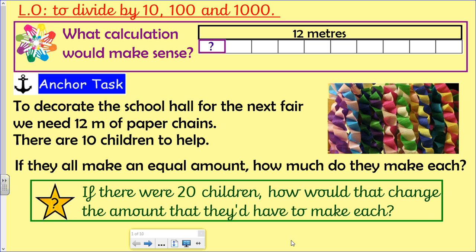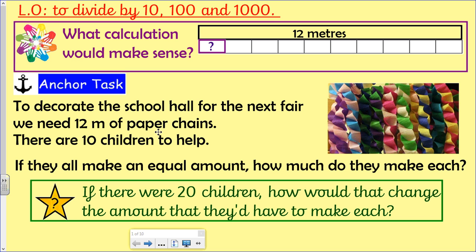So we are in week 2 of our lockdown. On Friday we did multiplying by 10, 100 and 1,000. As you can see, today we are doing dividing by 10, 100 and 1,000. And your learning objective might give you a little hint as to how to do the anchor task.